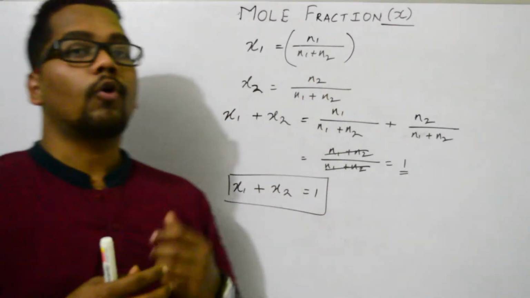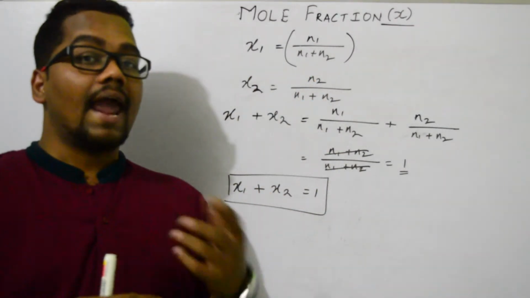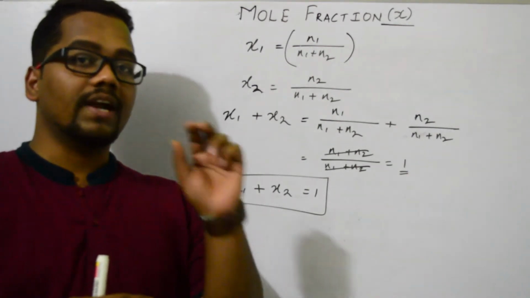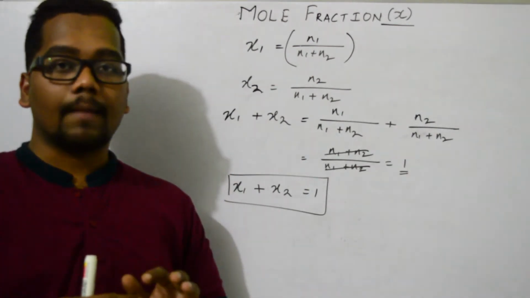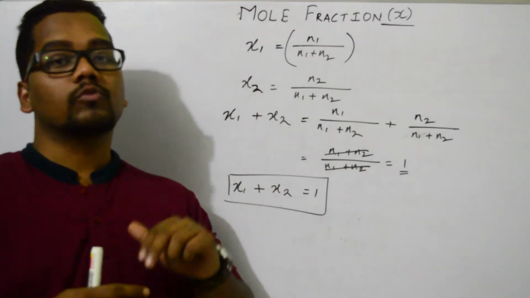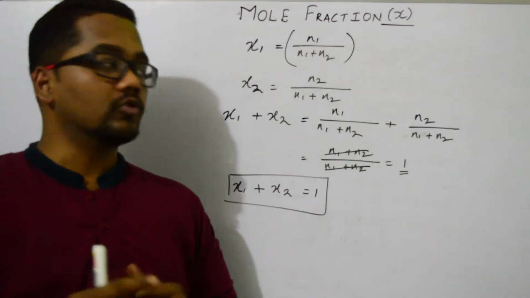If you know the formula for the number of moles: n is equal to the weight of the substance divided by its molecular weight. Weight will be in gram and molecular weight will be in gram per mole. So what is the unit of number of moles? Gram divided by gram per mole, so it comes out to be mole.